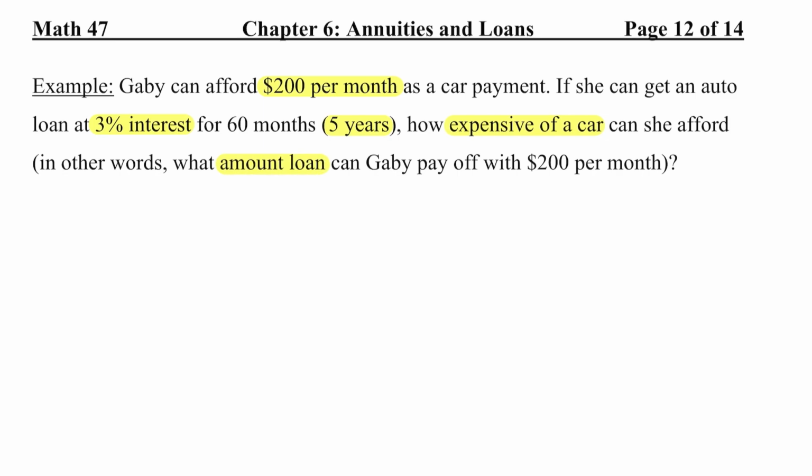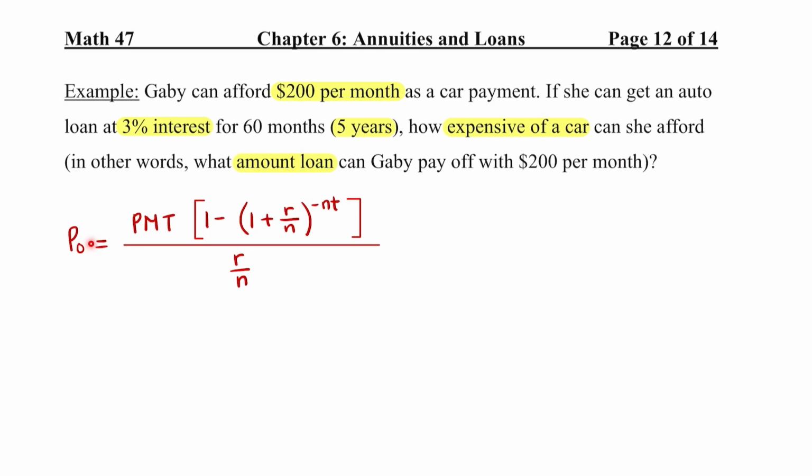So this is talking about the car loan and you're making a payment. So I am going to use the loan formula here. In this formula, P of 0 is the balance in the account at the beginning, which is my original loan amount. Do I know what the original loan amount is? No, that's what they're asking for. So P of 0 is my unknown. PMT is the loan payment. Gabby is paying $200 per month. So PMT is 200.